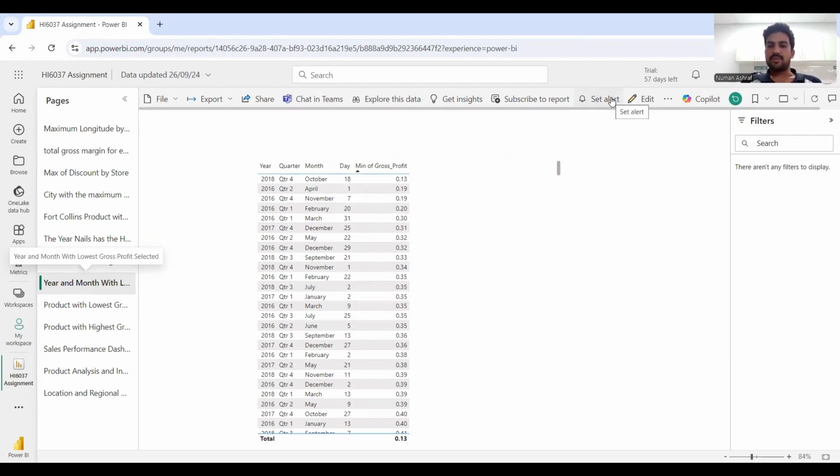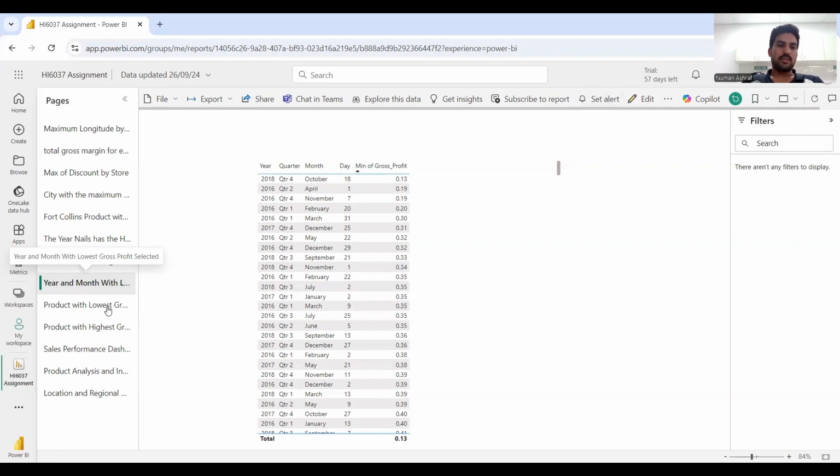My part starts from question 8, year and month with lowest gross profit. To determine the month and year with the lowest gross profit, I selected various columns including the date and gross profit column. In the columns formula selection, I selected minimum to evaluate the lowest gross profit. The columns were then arranged in ascending order to determine the lowest value that was recorded on 18th October 2018. The lowest gross profit value was 0.13.